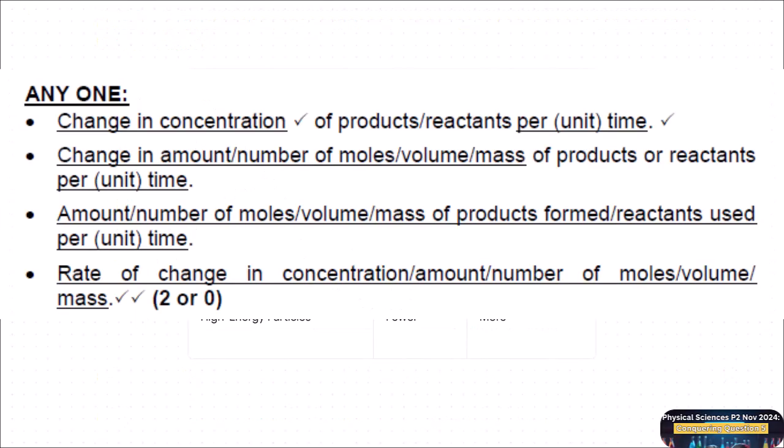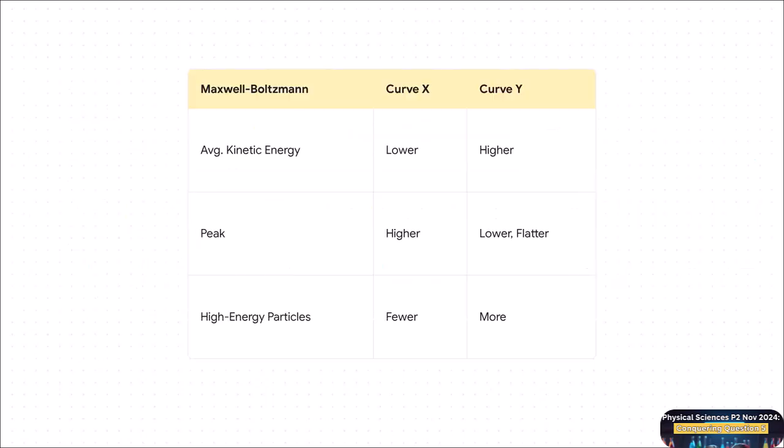See how it's kind of lower, flatter, and stretched out to the right? That shift to the right means the average kinetic energy is higher. And what gives particles more energy? An increase in temperature. It's that simple. You get 1 mark for saying temperature increase and another for explaining why.